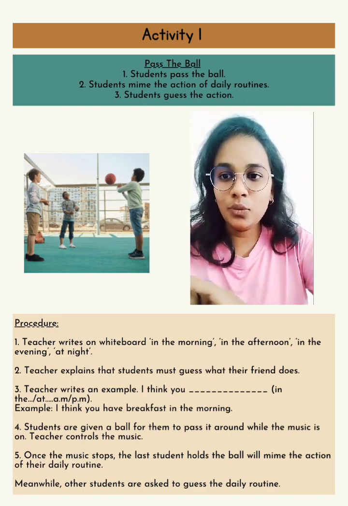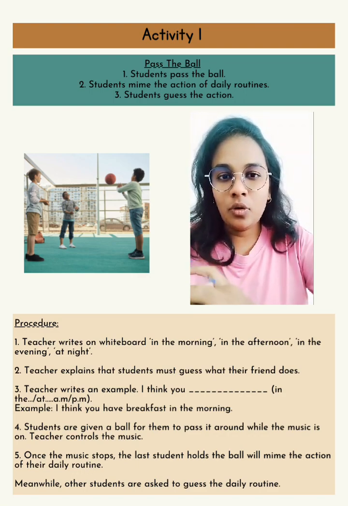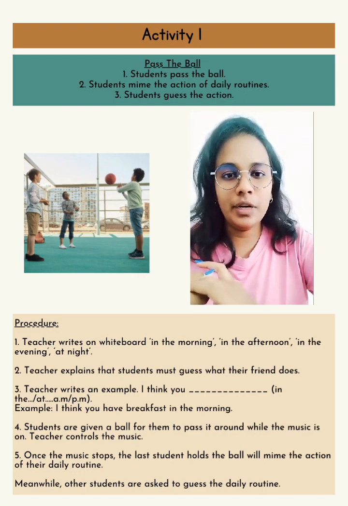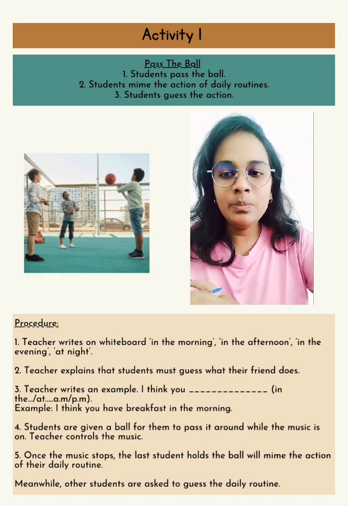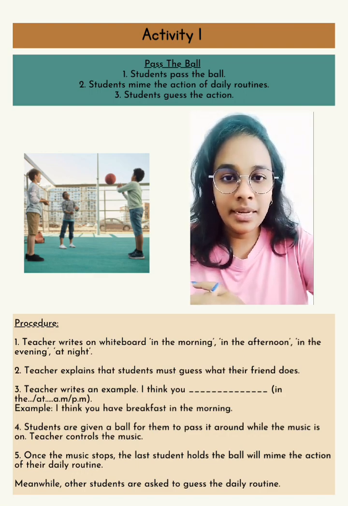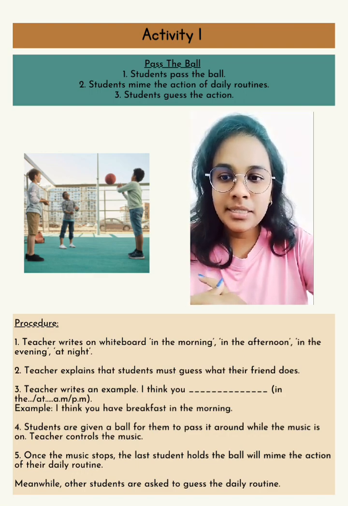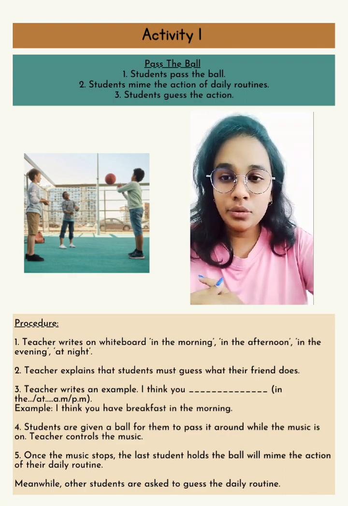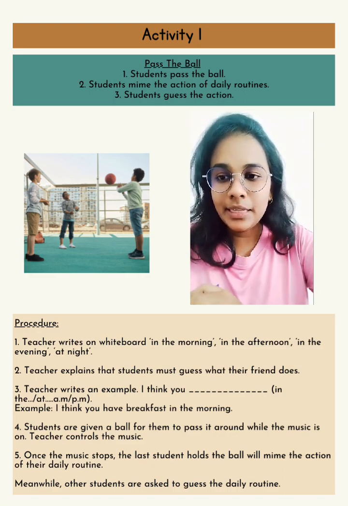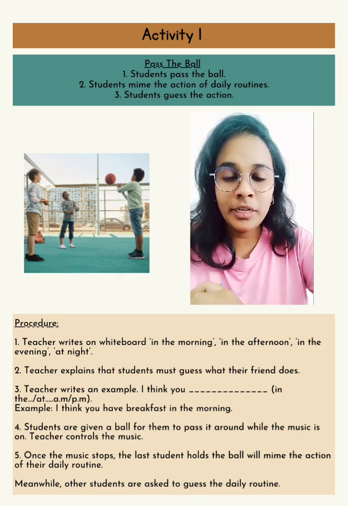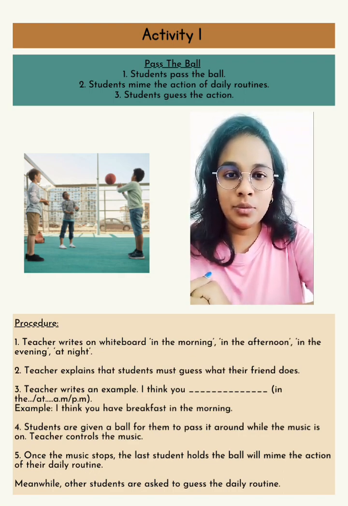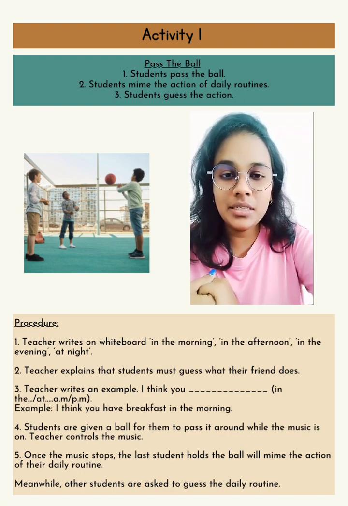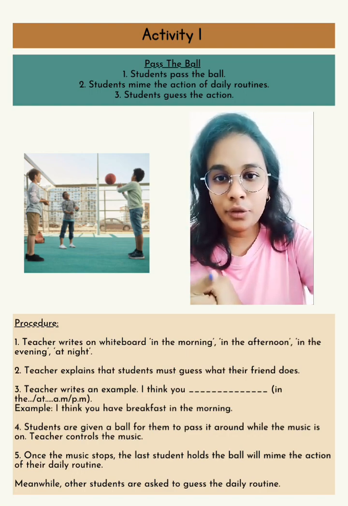the teacher writes on the whiteboard 3 or 4 types of time labels, as in the morning, in the afternoon, in the evening and at night, where the teacher explains that students must guess what their friend does during their daily routine. As an example, it can be laid out as, I think you have breakfast in the morning, which means that the students have to guess what their friend does during their morning, afternoon, evening, or night.